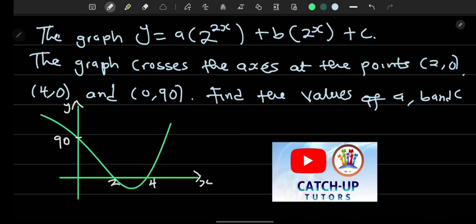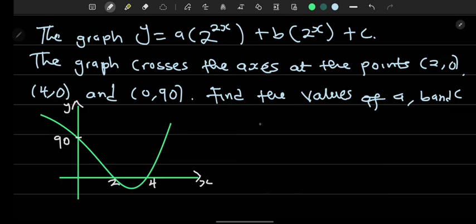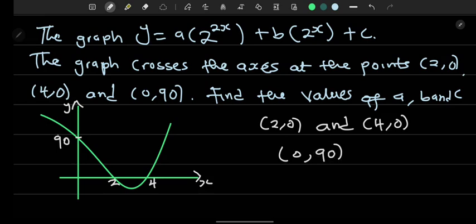Looking at the given graphs, you have three intercepts here, two x-intercepts and one y-intercept. The two x-intercepts are (2, 0) and (4, 0). For the y-intercept, we have (0, 90). As you can see from the given graph, 90 is the y-intercept, and 2 and 4 are the x-intercepts.